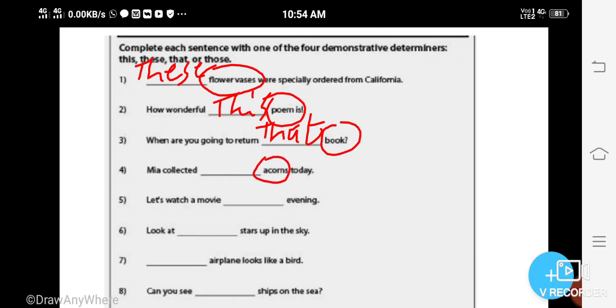Mia collected dash acorns today. Now acorns is in the plural form. There are many acorns. So the correct answer will be Mia collected these acorns today or those acorns today.